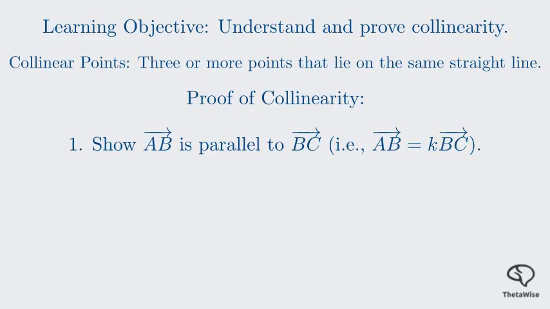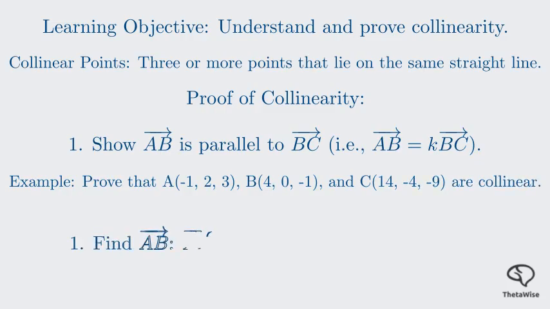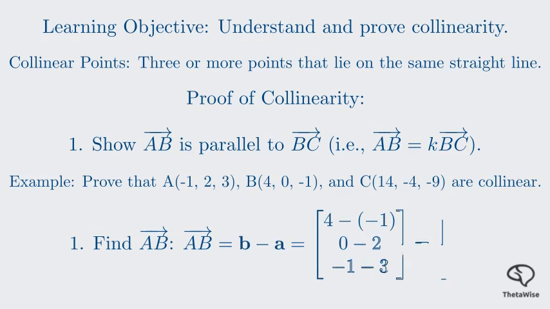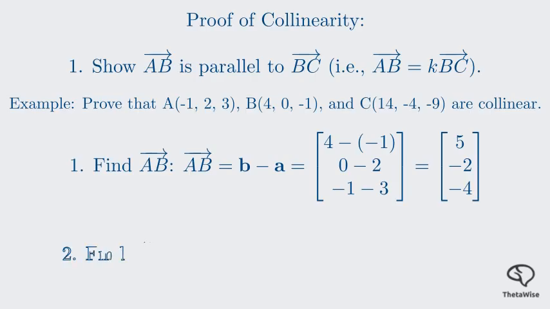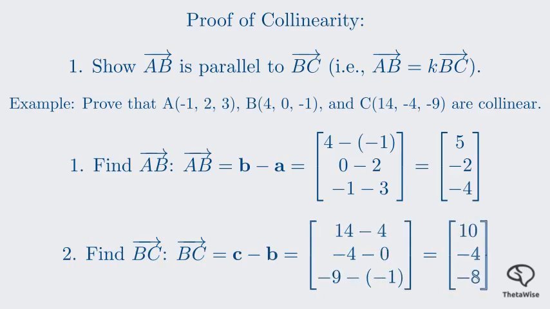If both conditions hold, then A, B, and C must lie on the same line. Let's work through an example to see how this proof works. We want to prove that the 3 points A, B, and C are collinear. To do this, we need to calculate the vectors AB and BC. First, vector AB is found by subtracting A from B, which equals (5, 2, 4). Next, vector BC is found by subtracting B from C, which equals (10, 4, 8).